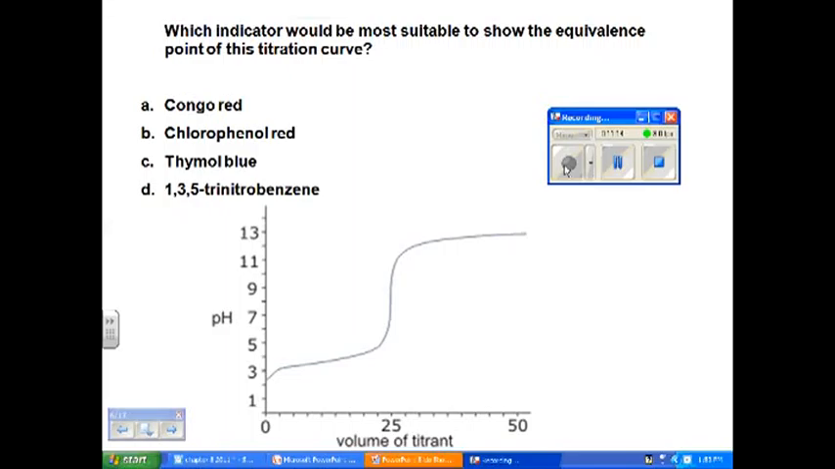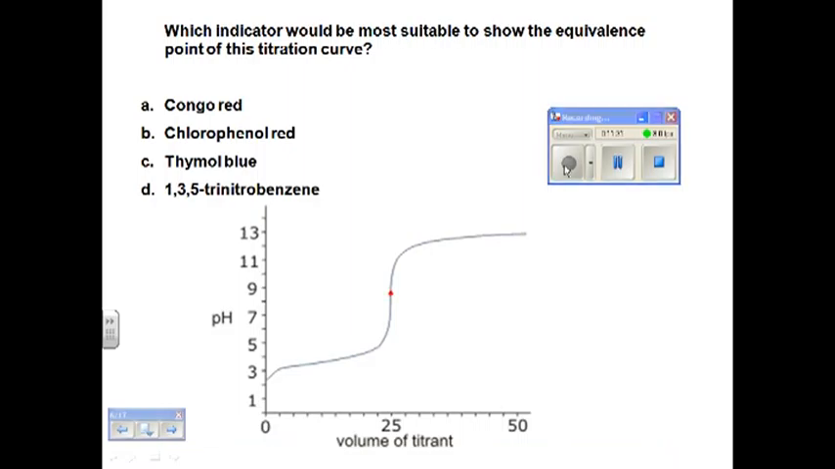And it's a multiple choice that came from an old exam somewhere. Which indicator would be the most suitable to show the equivalence point of this titration curve? Well, first of all, where do we find the equivalence point on a titration curve? In the middle of the steep curve, somewhere around 8 or 9.